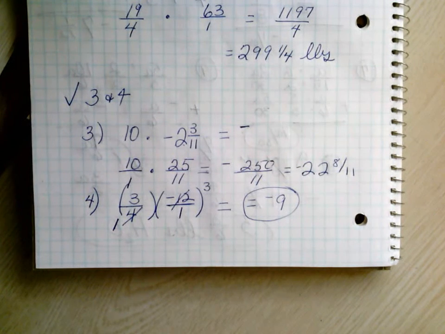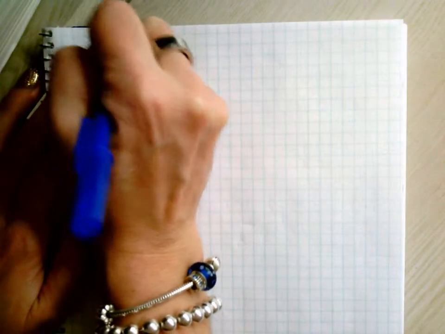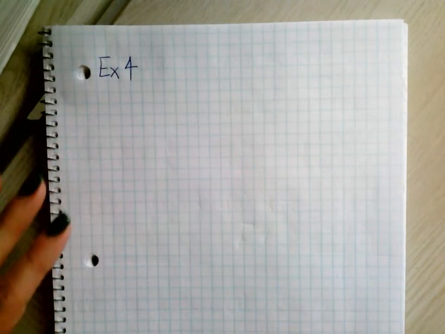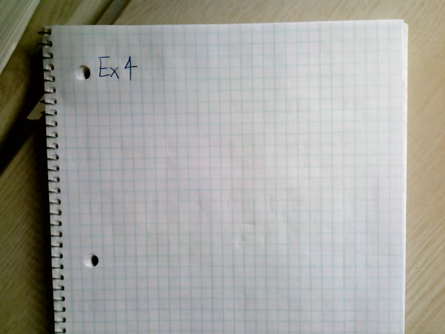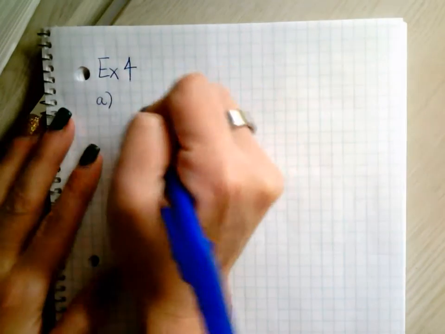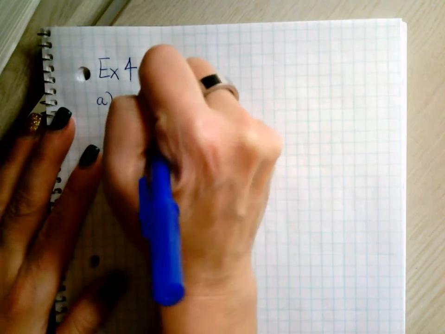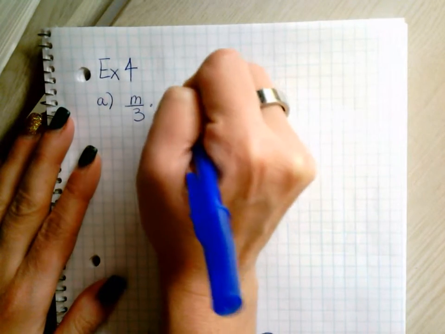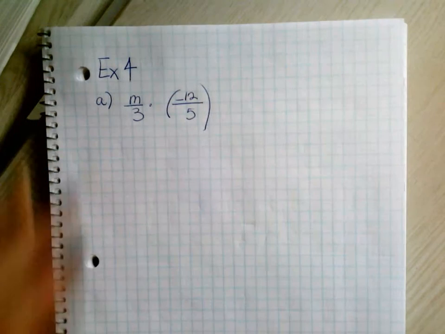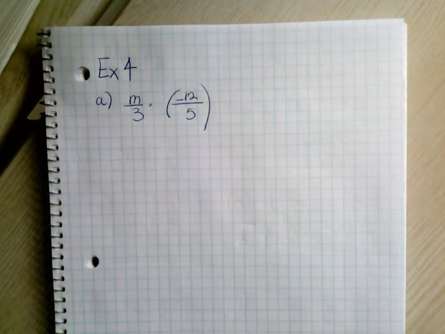Example 3 has us getting a little more practice in converting two numbers to improper fractions, multiplying or reducing where possible, and solving. Example 3 is no different. However, example 4, and I'm going to camp on this one for a minute, has us doing this with numbers and letters. For example, letter A, we've got m over 3 being multiplied by negative 12 over 5. You guys see that? M over 3, negative 12 over 5.